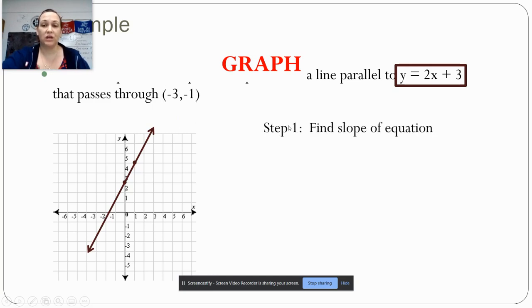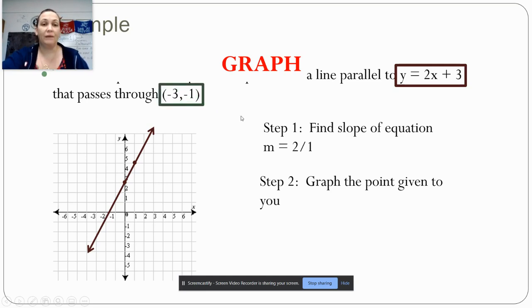So first, it's really important that we know the slope of the original equation. And so again, the slope from the original equation is 2 over 1. Next, we need a starting point to graph. So that starting point is going to be the point that was given to us. So I'm going to graph -3 comma -1. I'm going to do it in a different color so that I know it's separate from the line that's already on there. So -3, -1 is down here. So remember, on an ordered pair, the first number is your x coordinate and the second number is your y coordinate.